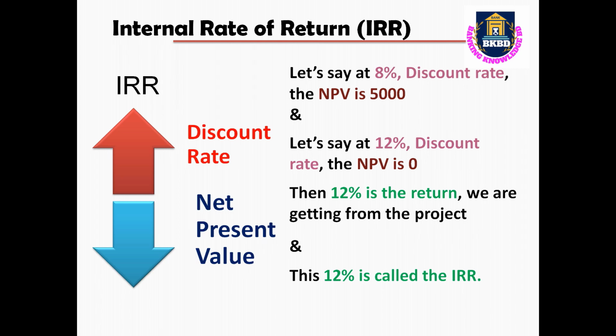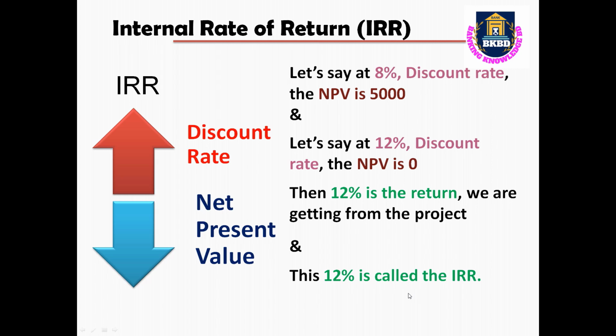So now there is a relation between discount rate and net present value. Let's say at an 8% discount rate, the NPV is 5,000, and let's say at a 12% discount rate, NPV is 0. Okay, and then we increase the percentage of the discount rate. 12% is the return we are getting from the project, and this 12% is called the IRR.